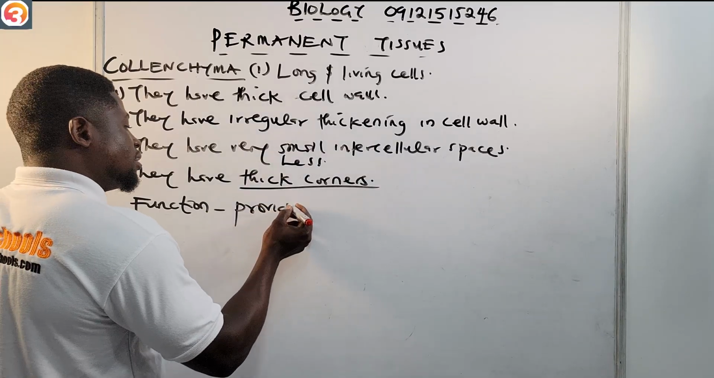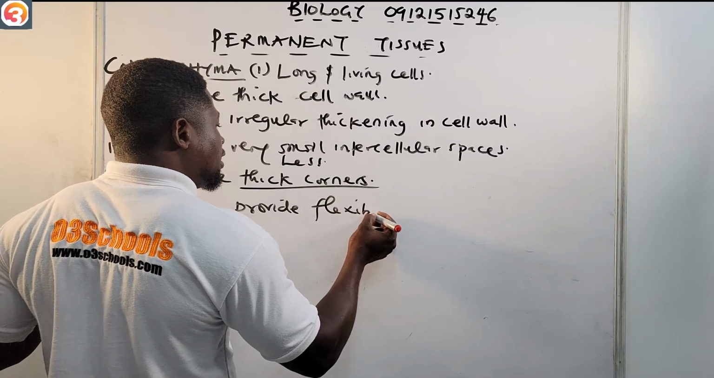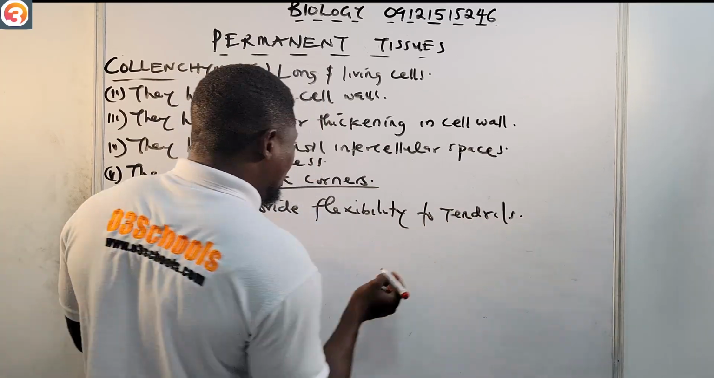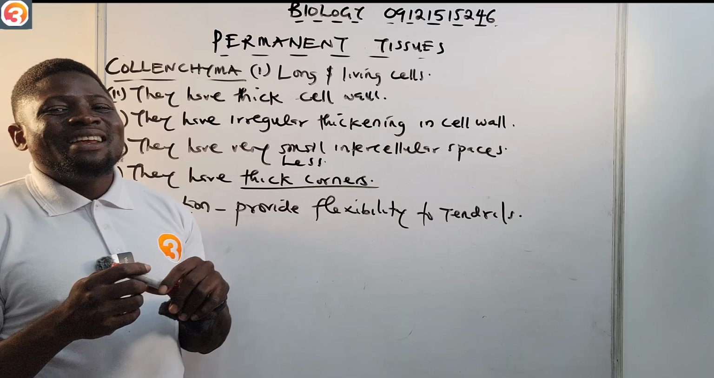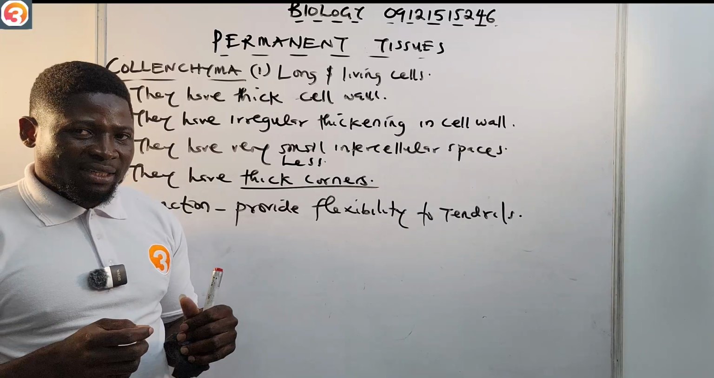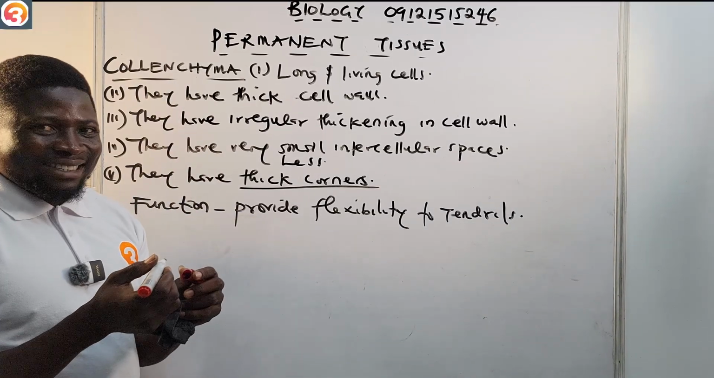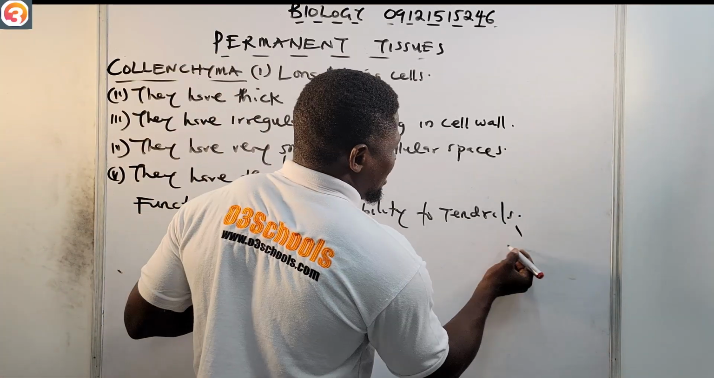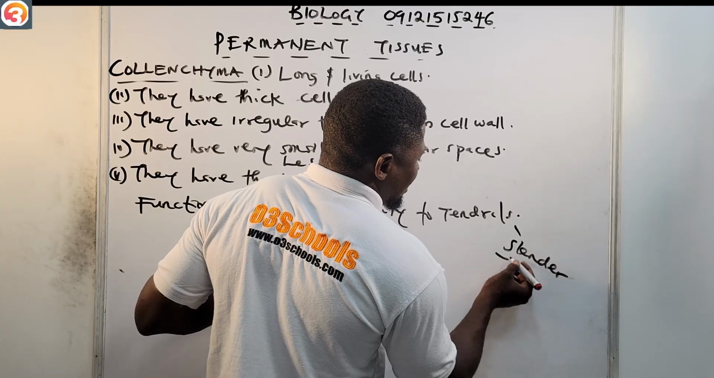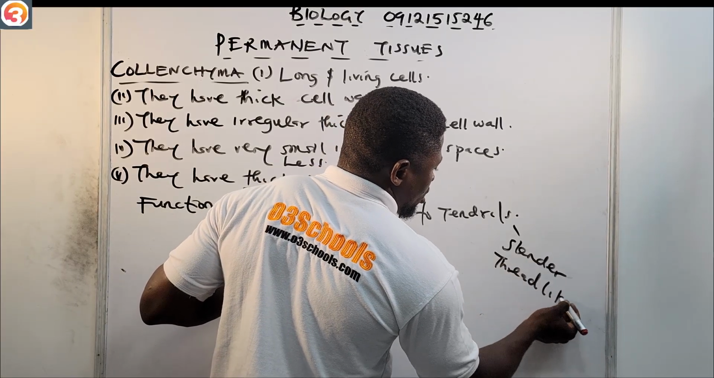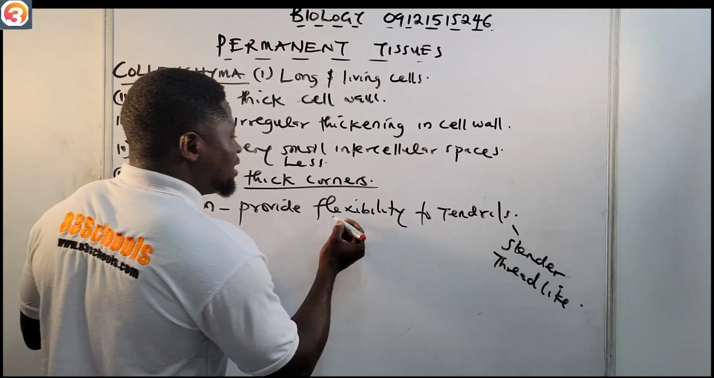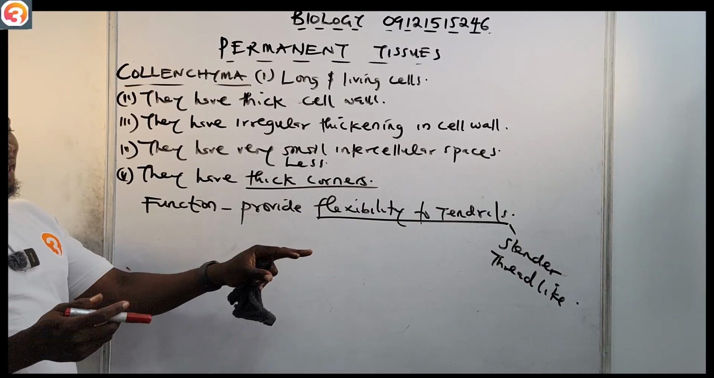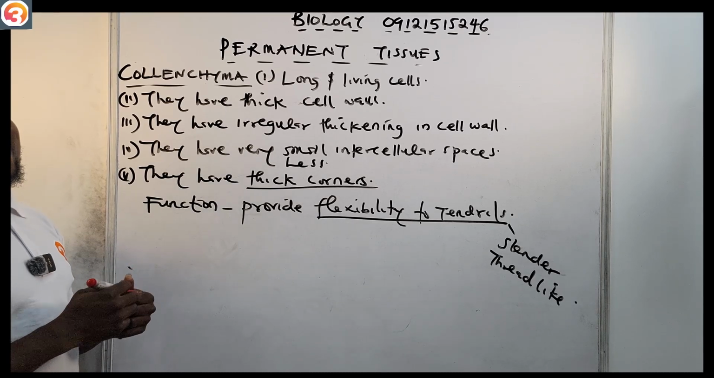They provide flexibility to tendrils. Okay, Collenchyma provides flexibility to tendrils. These tendrils are slender, thread-like structures that are found in climbing plants. They are slender and thread-like. So they provide flexibility to tendrils. We say that these tendrils are slender or thread-like structures that are found in climbers.